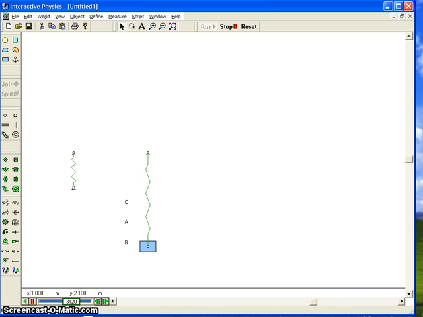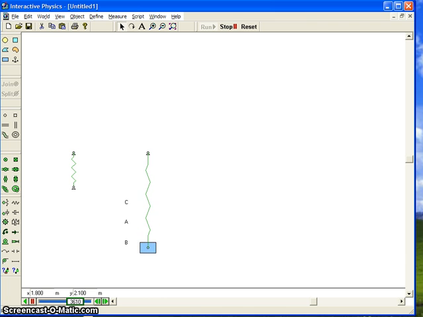Why? Because the forces are only the gravitational force and the elastic force, and in this case the mechanical energy is constant.